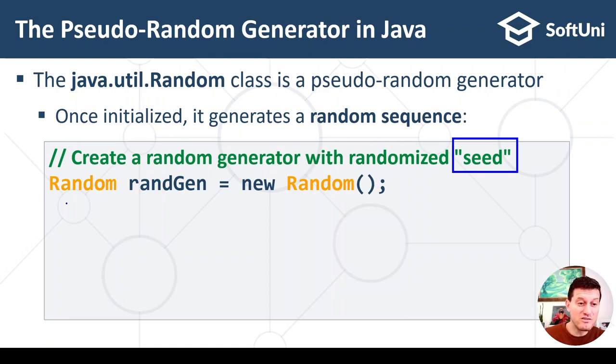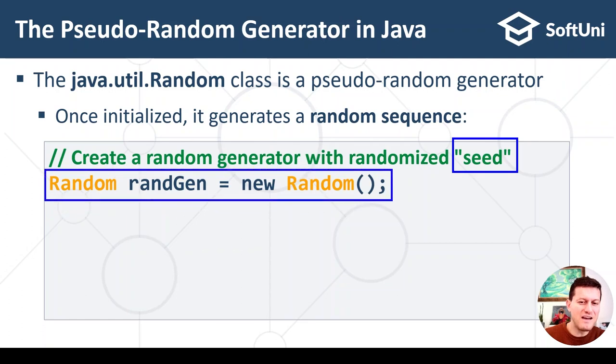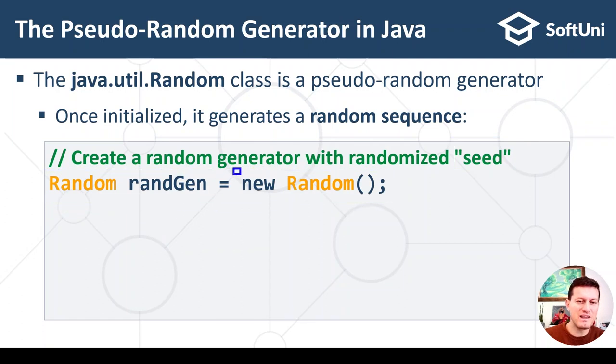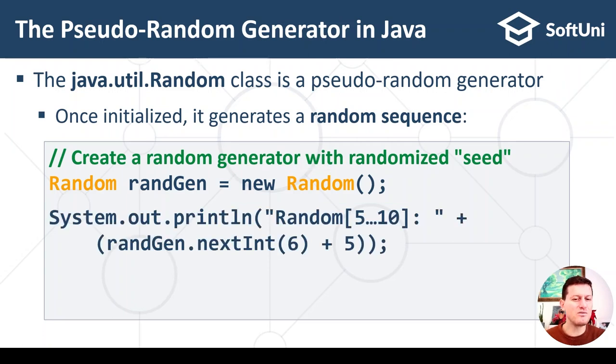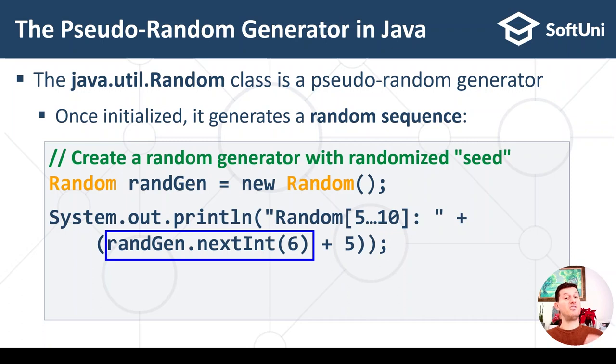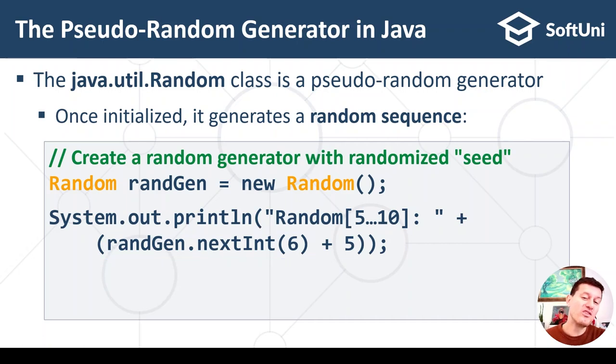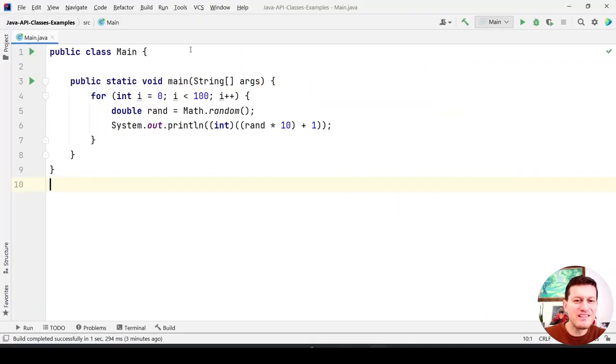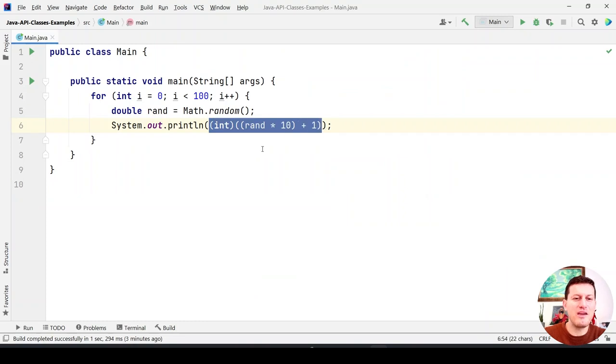So to use java.util.Random, we need to create a random generator, an instance of this class, and the random generator can call randgen.nextInt(6). So I can generate the next integer in the range from 0 to 5. This means 6, and if I add 5, it will generate a number from 5 to 10. Looks easier than this hard to read calculation, right?